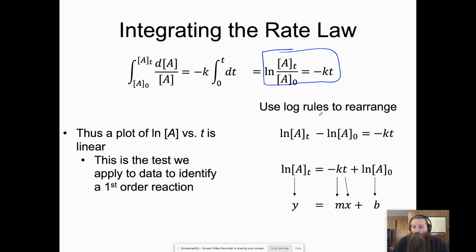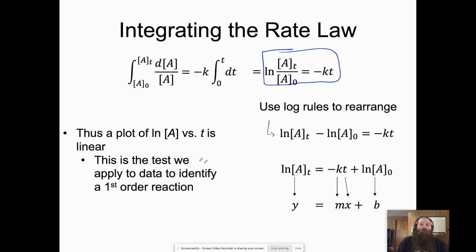And we could use our log rules, as you learned in algebra, to rearrange that, right? We know that if you divide the natural logs, it's the same as if you subtract those two answers. And so when we do that, this is what we get. This is the rearranging, and we're going to move it around just a little bit more, and we actually get a slope of a linear line, a y equals mx plus b relationship.